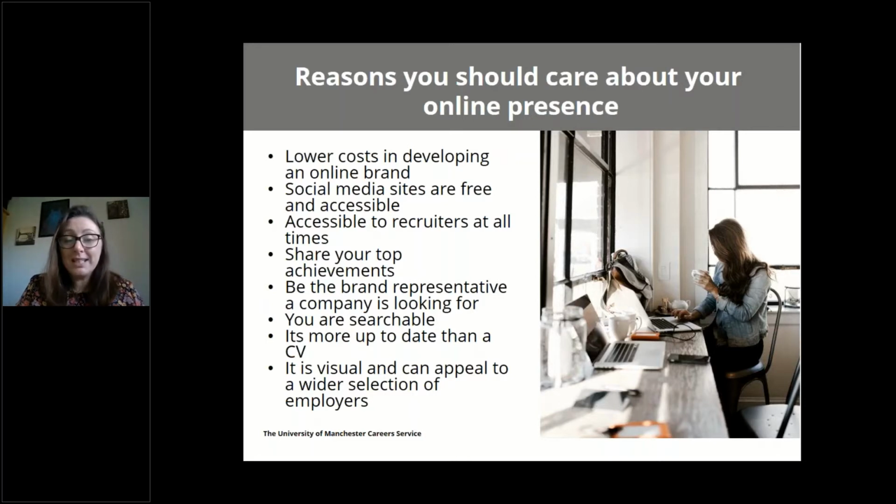It's more up to date than a CV. So the information you put on the internet, on LinkedIn, on social media platforms, is more up to date, so it's something that you can really adapt in real time. And it's visual and can appeal to a wider selection of employers.